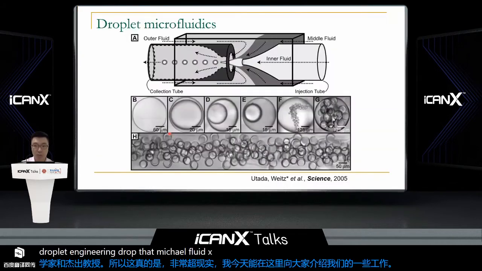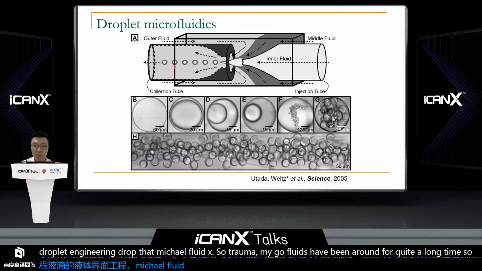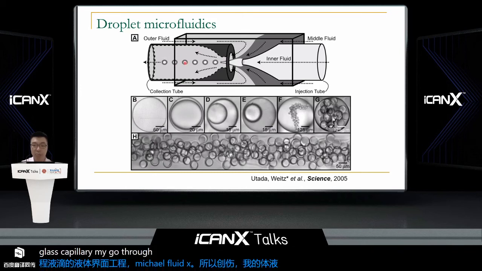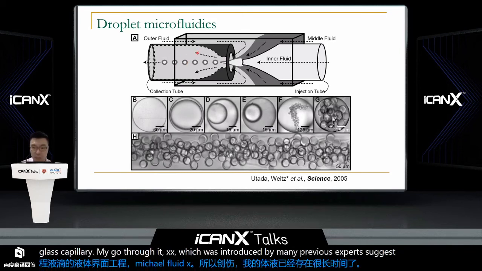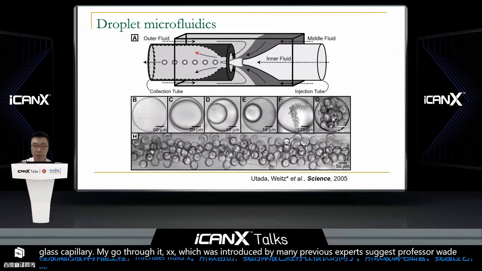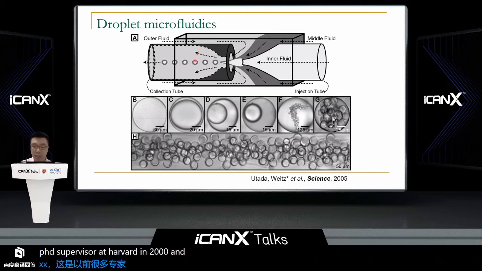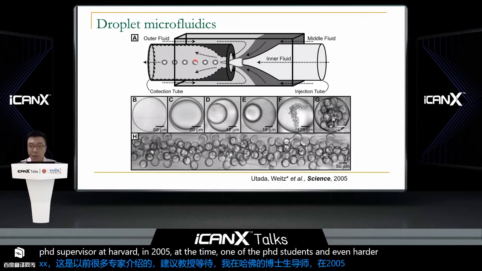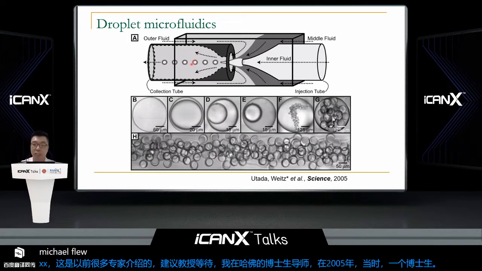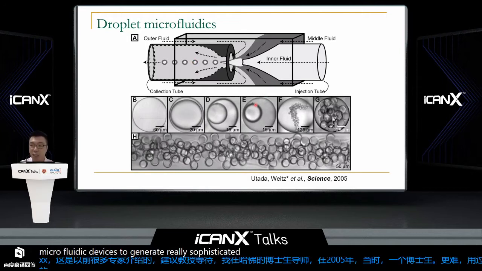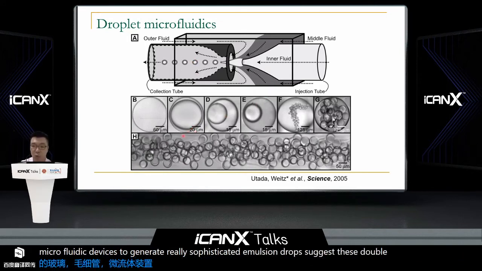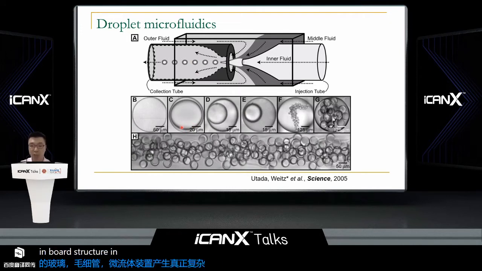So droplet microfluidics have been around for quite a long time. Glass capillary microfluidics was introduced by many previous experts, such as Professor Dave Weitz, my PhD supervisor at Harvard in 2005. At the time, one of the PhD students, Andy Utada, used glass capillary microfluidic devices to generate really sophisticated emulsion drops, such as these double emulsion drops with a water-in-oil-in-water structure, in ways that are much simpler than before.